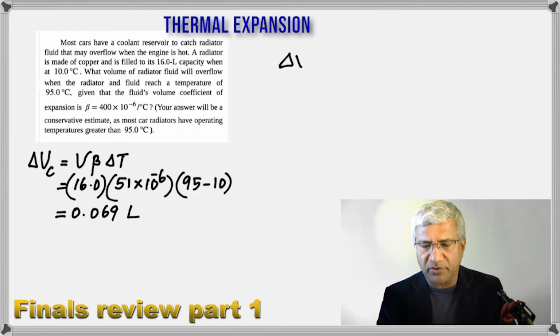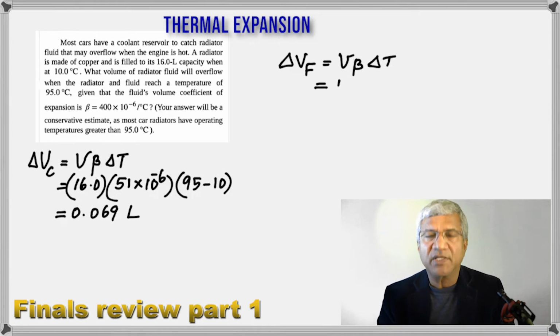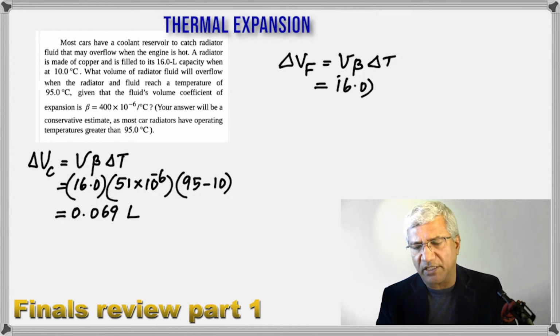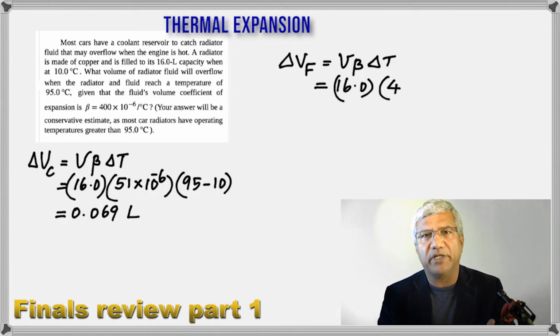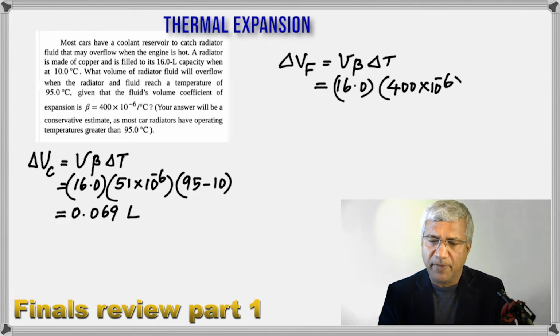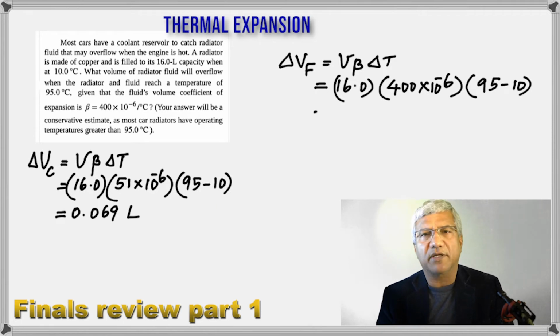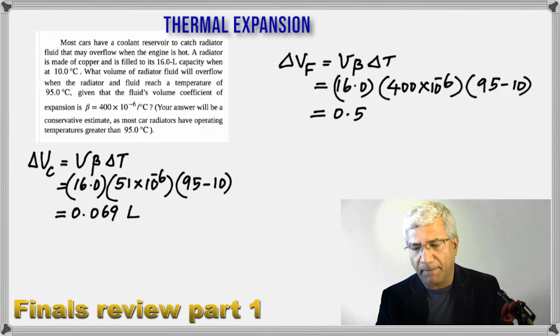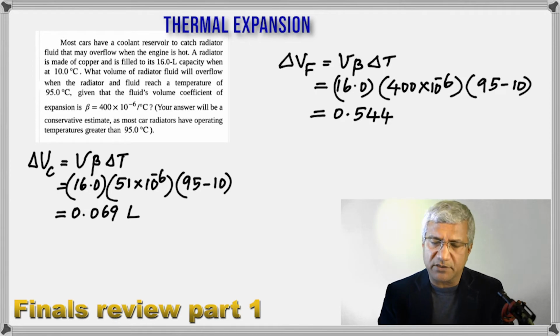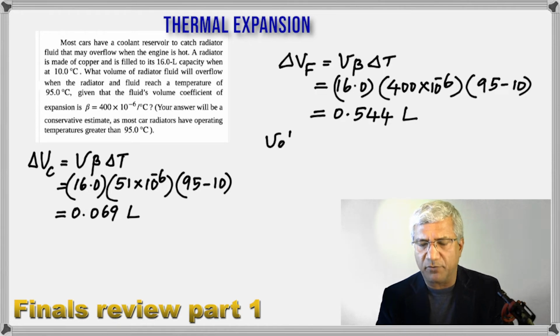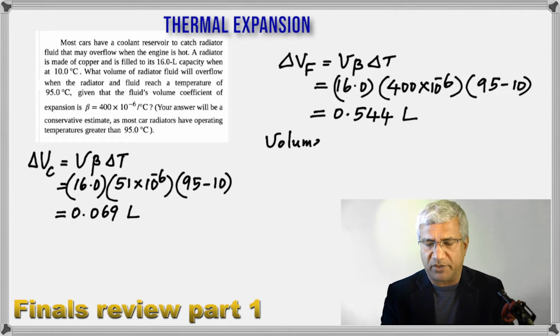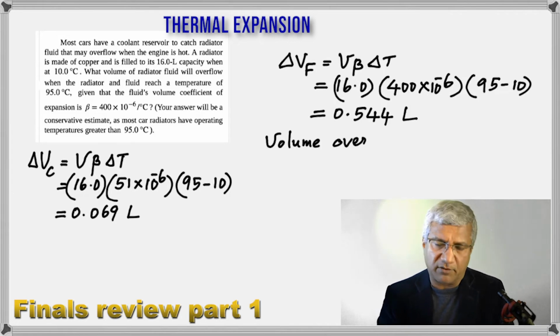Now let's find out how much the fluid expands. The subscript F there is for the fluid. The original volume is the same, 16 liters. Both the radiator and the fluid have the same original volume. There is the beta of the fluid. They both have the same change in temperature. When you make those calculations, you get 0.544 liters, which is obviously much higher than that of the radiator.